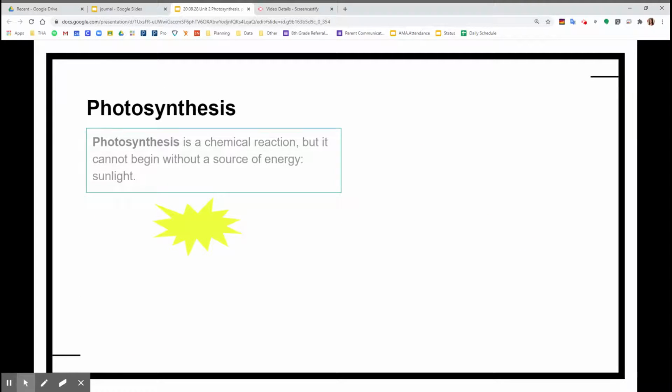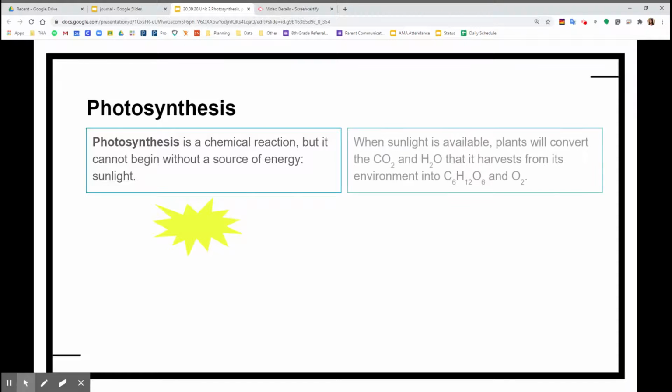So photosynthesis is a chemical reaction, but it can't begin without a source of energy, and a very specific source of energy. And that energy is sunlight. That means that when sunlight is available, plants will convert the carbon dioxide and the water that it harvests from its environment into glucose and oxygen. However, when sunlight is not available, then plants will not be able to convert the carbon dioxide and the water.